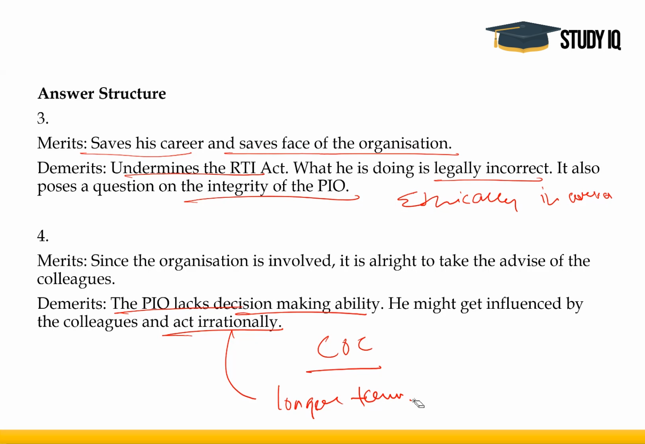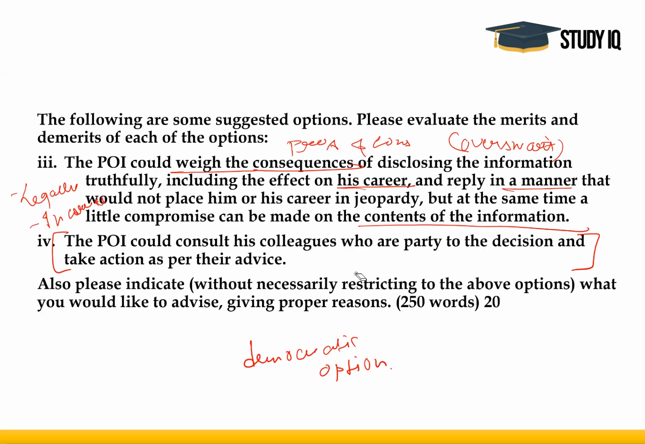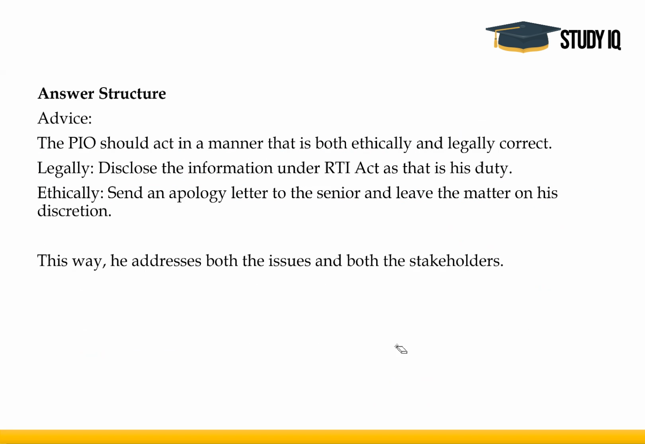So you see, all the options which have been given to you have certain merits and certain demerits, and in fact the demerits are very heavy, so you can't suggest any option to the PIO in this case. Finally, the examiner asks you, also please indicate what you would like to advise, giving proper reasons. So what you have to do is, in this case, you have to do something which is both legally and ethically correct.